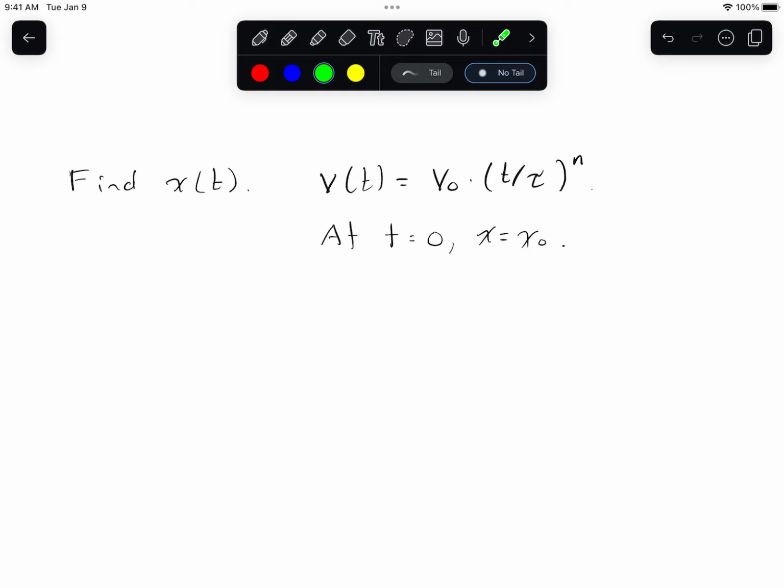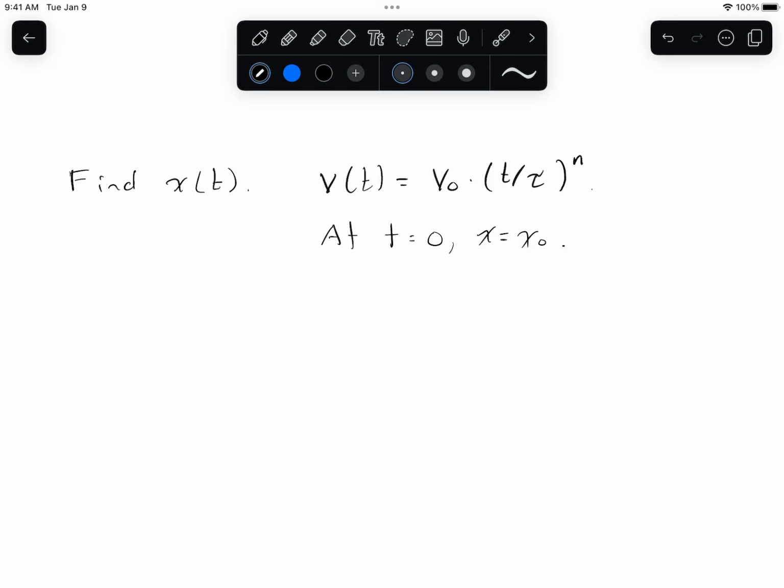In this problem, we want to compute the position x of t, and we are given the velocity v of t. So this is the expression for velocity, and we are also given that at t equals 0, the particle is at x equals x naught. So how do we do this?